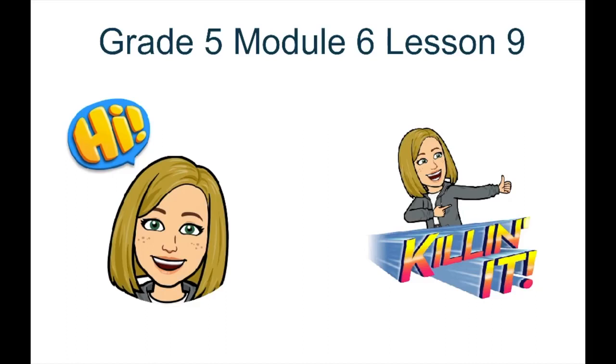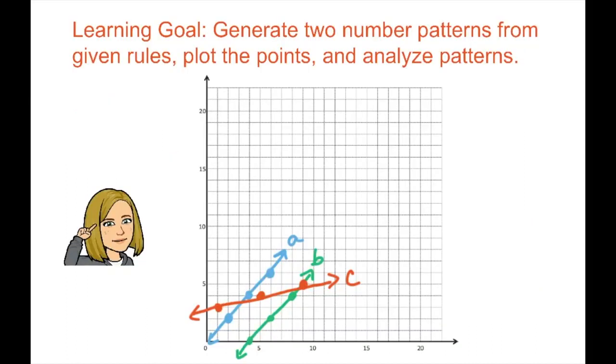Let's get going. The learning goal for today is to generate two number patterns from given rules, plot the points, and analyze patterns. As you see on the screen, this is a lot of what we've already been doing in the last two lessons. We are going to continue to look at rules, create coordinate pairs, and plot them. But we're going to deepen our learning today by really analyzing the patterns and talk about how the rules change the coordinate pairs and what it looks like when we plot it. So I'm super excited. Let's get going.